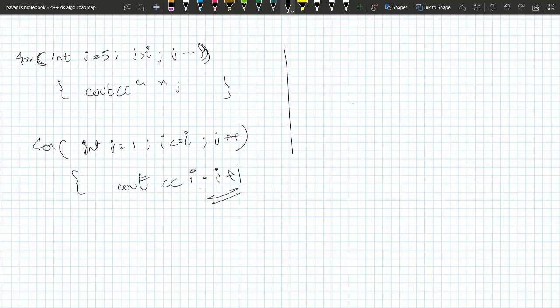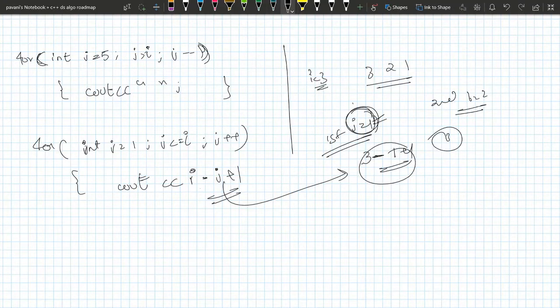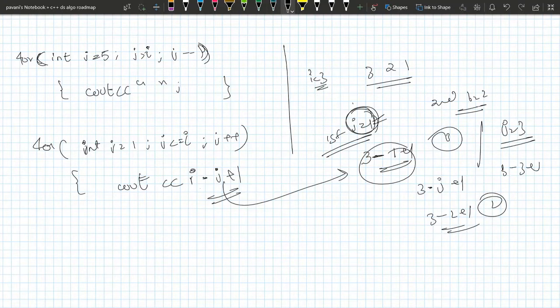Let's see. I'm not so sure about it. For i value 3, the numbers are printed like 3 2 1. For j equal to 1, that's 3 minus 1 plus 1, so 3 is printed. For the second iteration, j value 2, 3 minus 2 plus 1, that's 2. For j equal to 3, 3 minus 3 plus 1, that's 1. Yeah, this worked fine. Try to understand this.